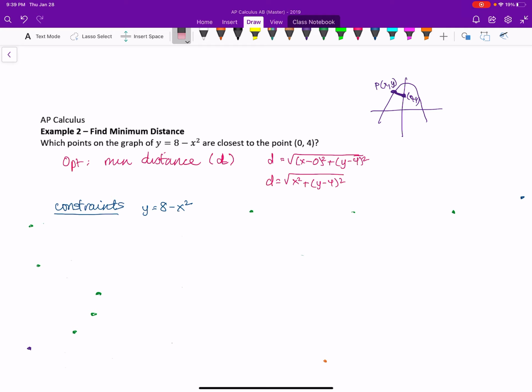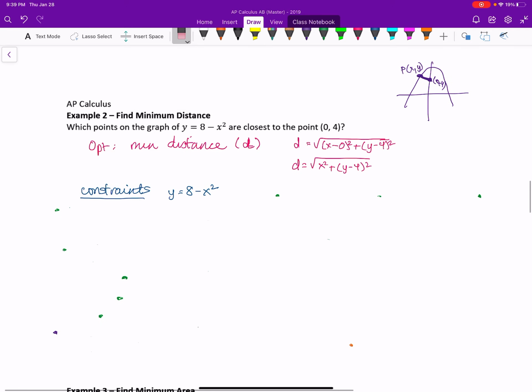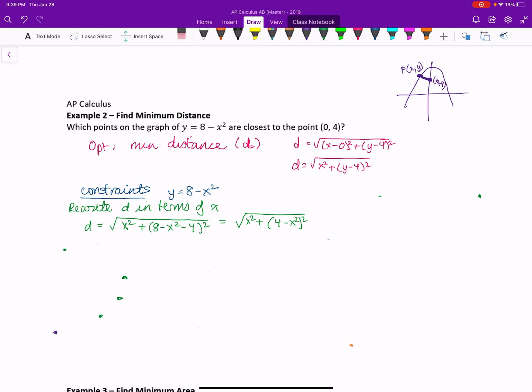Now in this case, you don't really need to draw a diagram. I drew it up here just to help me explain, but it's not necessarily a requirement, but it's helpful. Now rewrite D in terms of x. So for this particular y, I'm substituting in the constraint, y is equal to 8 minus x squared, and then simplifying a little bit.